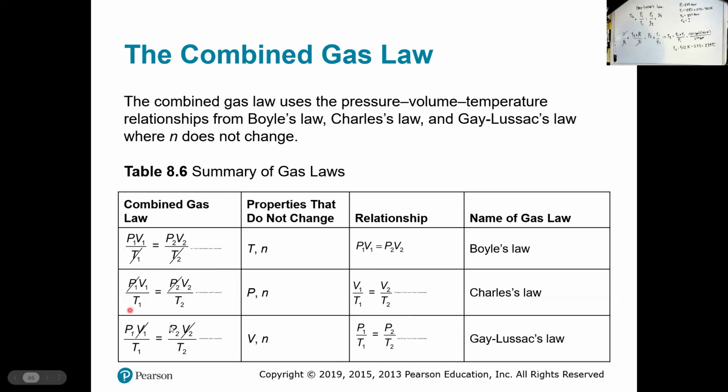Okay. And what they're trying to show us in this part of the slide is the variable that's not included for each specific simple gas law. So in Boyle's law, we only focus on pressure and volume. We don't include temperature. For Charles' law, we only focus on volume and temperature. We don't include pressure. And for Gay-Lussac's law, we only focus on pressure and temperature. We don't include volume. All right. But we can squish all of these simple gas laws together, and we end up with this combined gas law, which allows us to solve for more things.